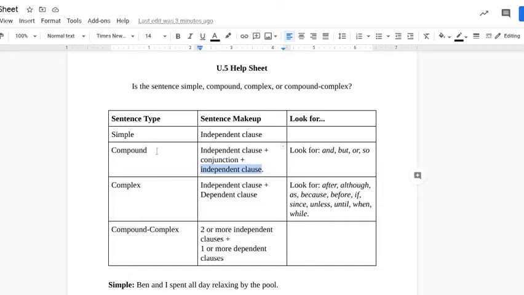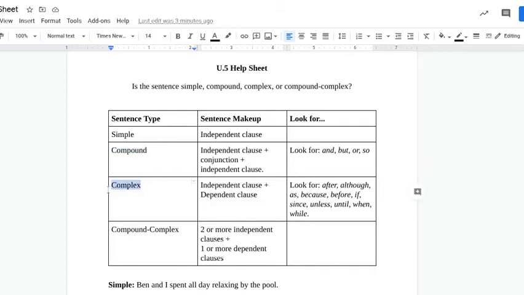You know that it is a compound sentence because it has two independent clauses. And an easy way to remember that there are two independent clauses in a compound sentence is they're compounding upon one another. They're building upon one another. It's like a stack of independent clauses, all right? So next we move on to a complex sentence.